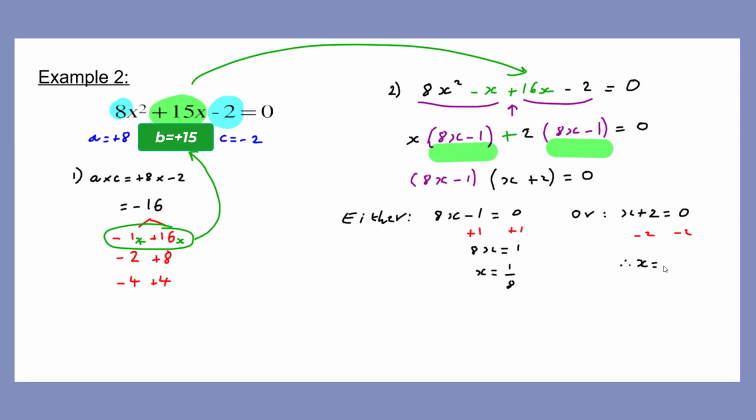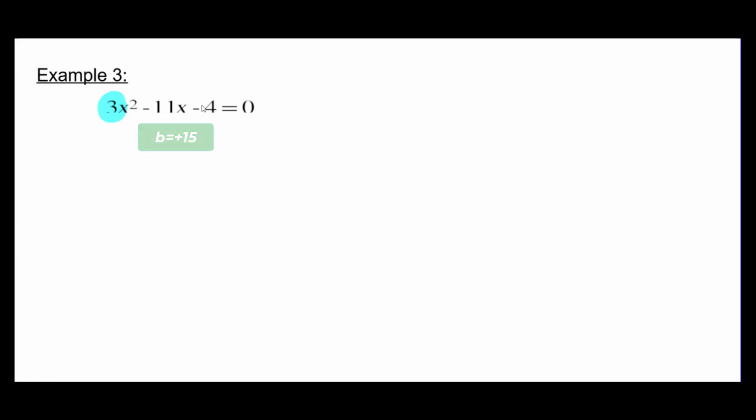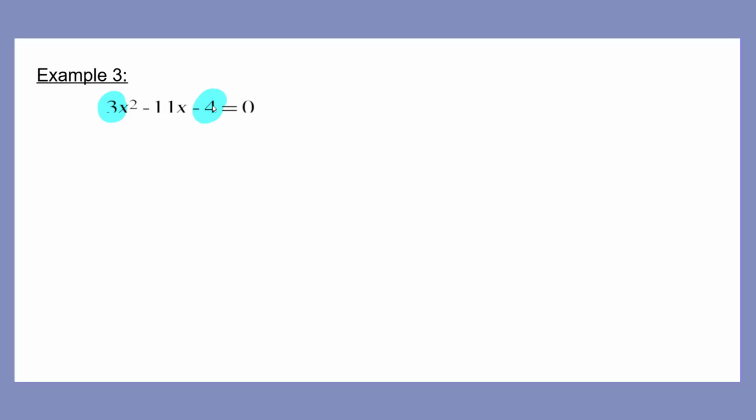So the first case was b and c positive. Here we have b is plus 15, c negative, minus 2. I'm going to look at the third example. We're going to change the signs again and see that the algorithm still stands and still works. So here we have c negative and b, minus 11, also negative.